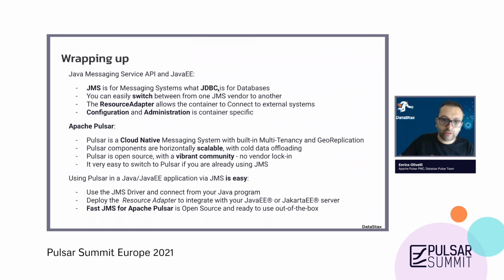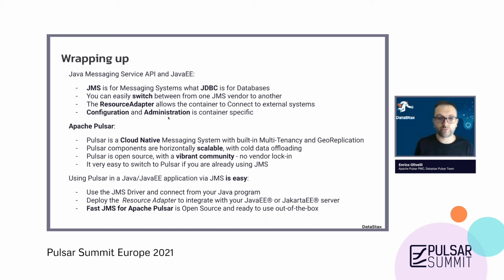Let's wrap up what we learned. The JMS API is like the JDBC API for databases. So if you write your code against the JMS API, it is very easy to switch to another vendor or to another instance, it's like you do with JDBC. If you want to use JMS inside the Java Enterprise application, you have to deploy the resource adapter, and you have to configure and administer the resource adapter and create your objects. But this is container specific.